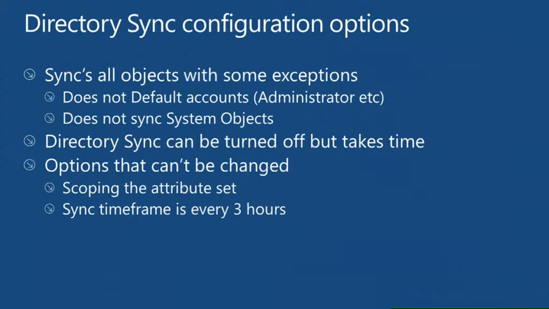All right. And you can turn it off. So if you decide that I have an on-premises directory, I'm going to use it to synchronize everything into the cloud, and then I decide I don't want my on-premises directory anymore, I'm just going to use the cloud-based one. You can do that. So you can turn off directory sync. Now, the turn off takes a bit of time. All right? It can take, depending on the size of the organization, up to about 72 hours.